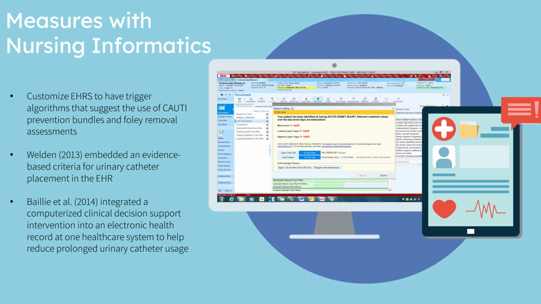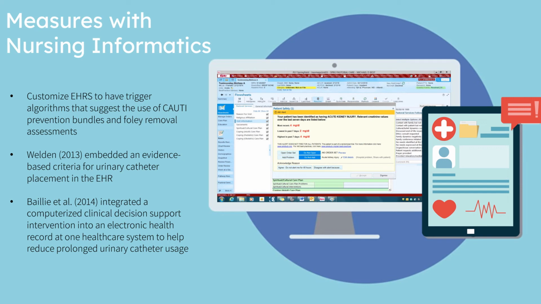Hospitals can use nursing informatics to implement CAUTI prevention plans promptly and efficiently by using their electronic health record systems. McGonigal and Mastrian 2022 explain that EHRs have clinical decision support systems installed within them, and such systems can promote accurate medical diagnoses and suggest appropriate evidence-based medical and nursing interventions based on patient data through alerts and care reminders. It is explained that EHR systems are very customizable and may be adapted to have trigger algorithms to suggest the use of CAUTI prevention bundles and Foley removal assessments.